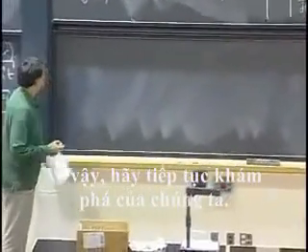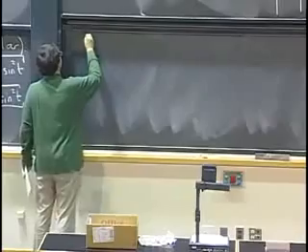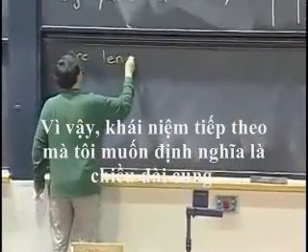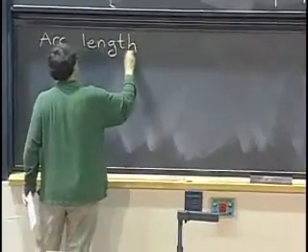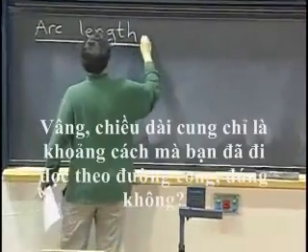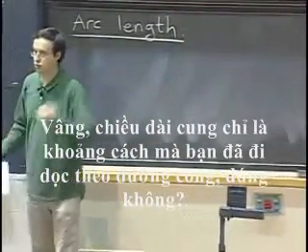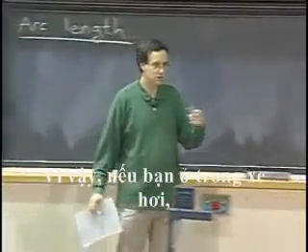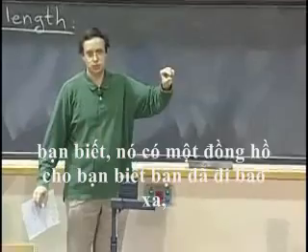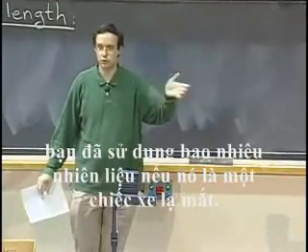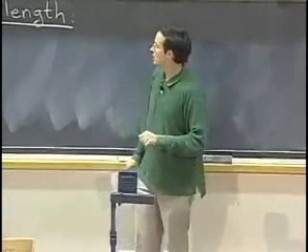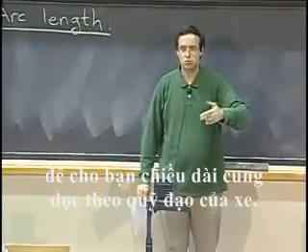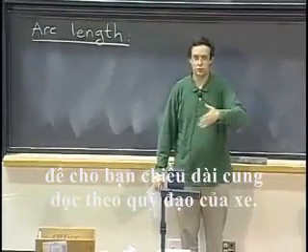So let's continue our exploration. The next concept that I want to define is that of arc length. Arc length is just the distance that you have traveled along the curve. If you're in a car, it has this mileage counter that tells you how far you've gone, how much fuel you've used if it's a fancy car. What it does is it integrates the speed over time to give you the arc length along the trajectory of the car.